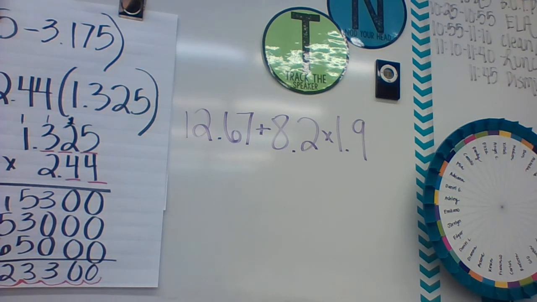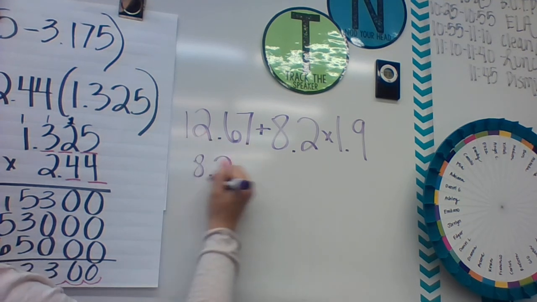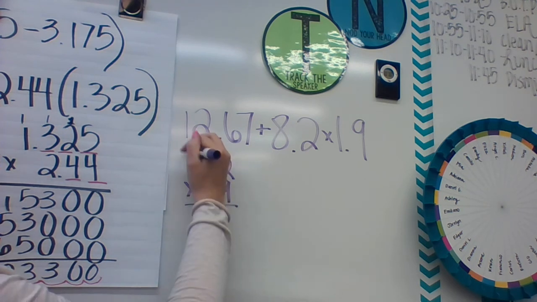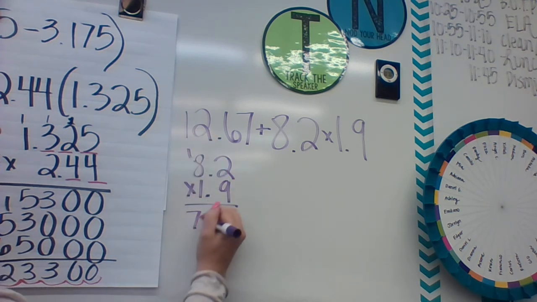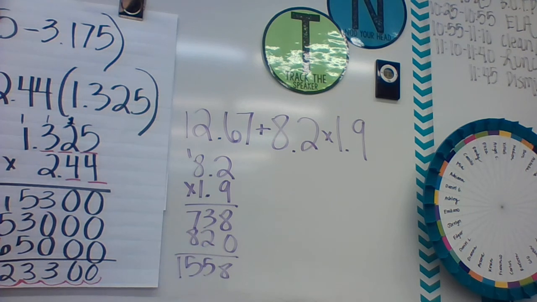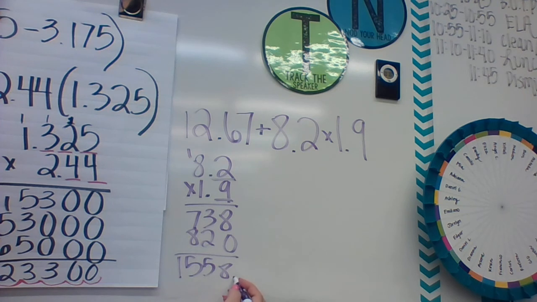So in our order of operations, between addition and multiplication, we're going to be doing multiplication first. So I'm going to take my 8.2 times 1.9. Go ahead and multiply it out. We need to look back in our problem and see how many decimal places we have. 1, 2. So we're going to start at the right and go 1, 2.